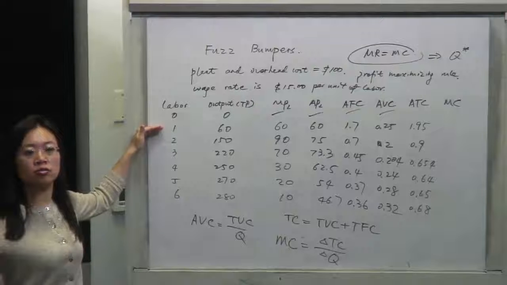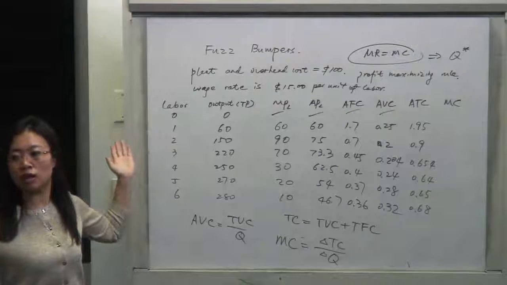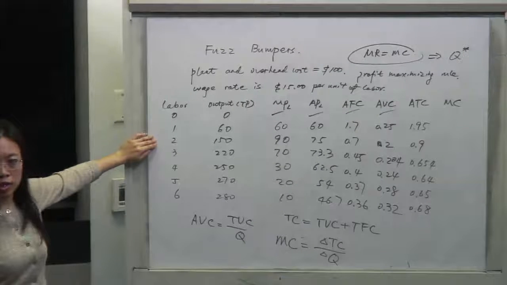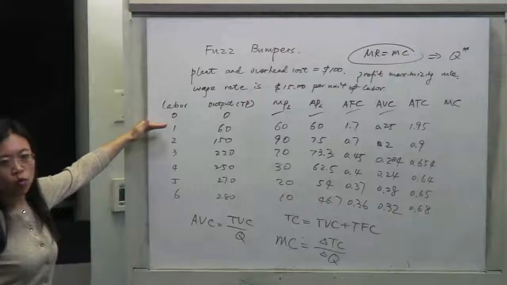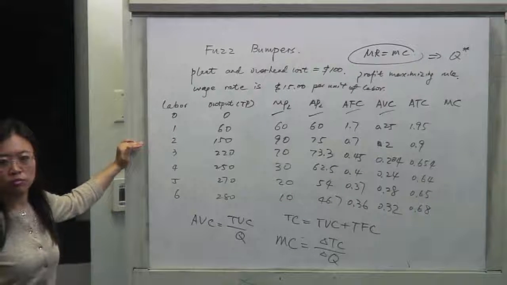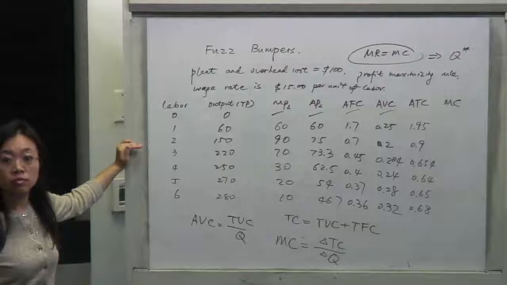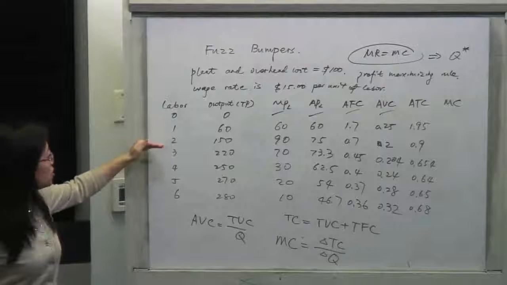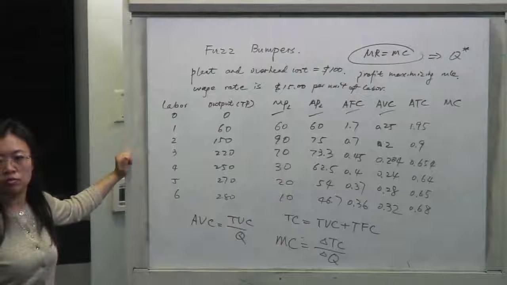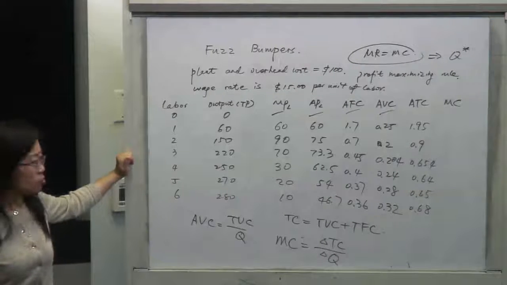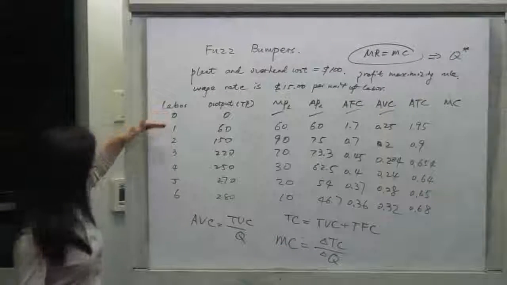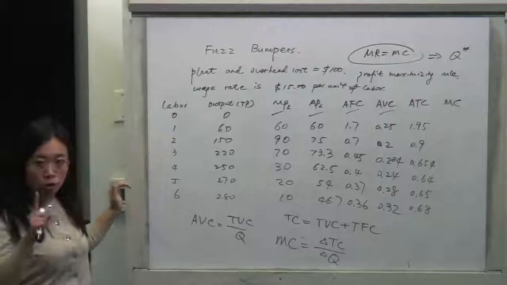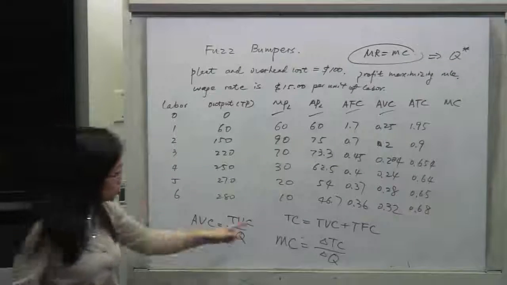What is the increase of total cost? $15. Okay. Now look at here. From here to here, what is the change of the total cost? 15 more. From here to here, what's the change of total cost? 15. So the change of the total cost from here to here is always $15 because fixed cost does not change.